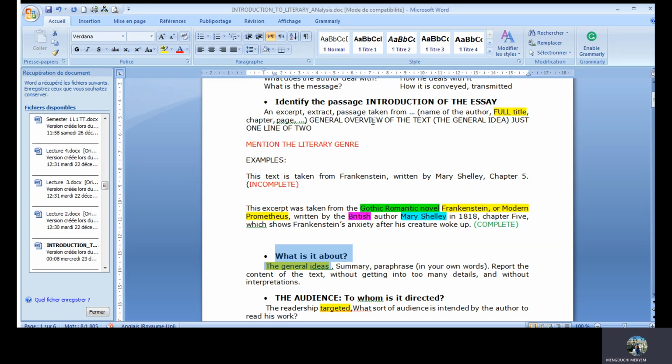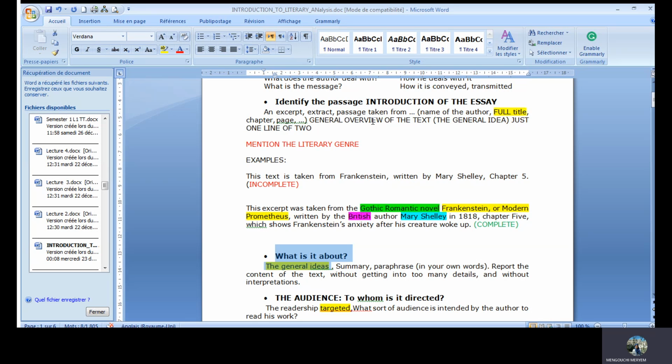Now, when I say you can provide the general idea in the introduction, that's optional. You can do it, you can not do it. You are free to do it or not. If you do it, it's going to make your introduction more beautiful, and thus you're going to have more grades. If you don't do it, nobody's going to ask you why you didn't do it. And the difference between them is that in the introduction, the general idea is very brief, only one line to speak about the entire text.